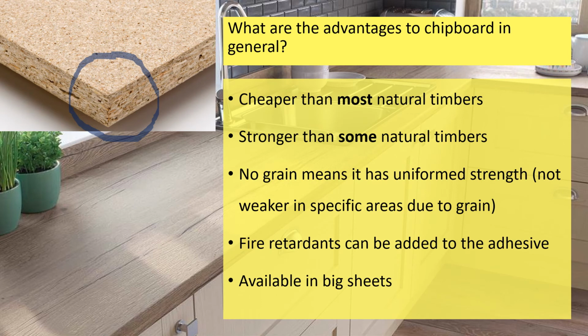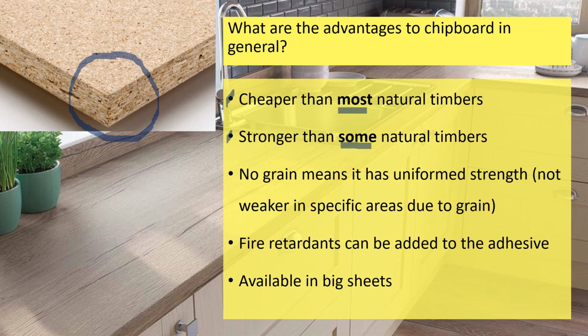Here we go. There's quite a few answers, to be honest, because it really is a good, decent bit of timber. Let's go through them real quick. Chipboard is cheaper than most natural timbers. Chipboard is stronger than some natural timbers. Now, before I read the rest, I've said cheaper than most, stronger than some.